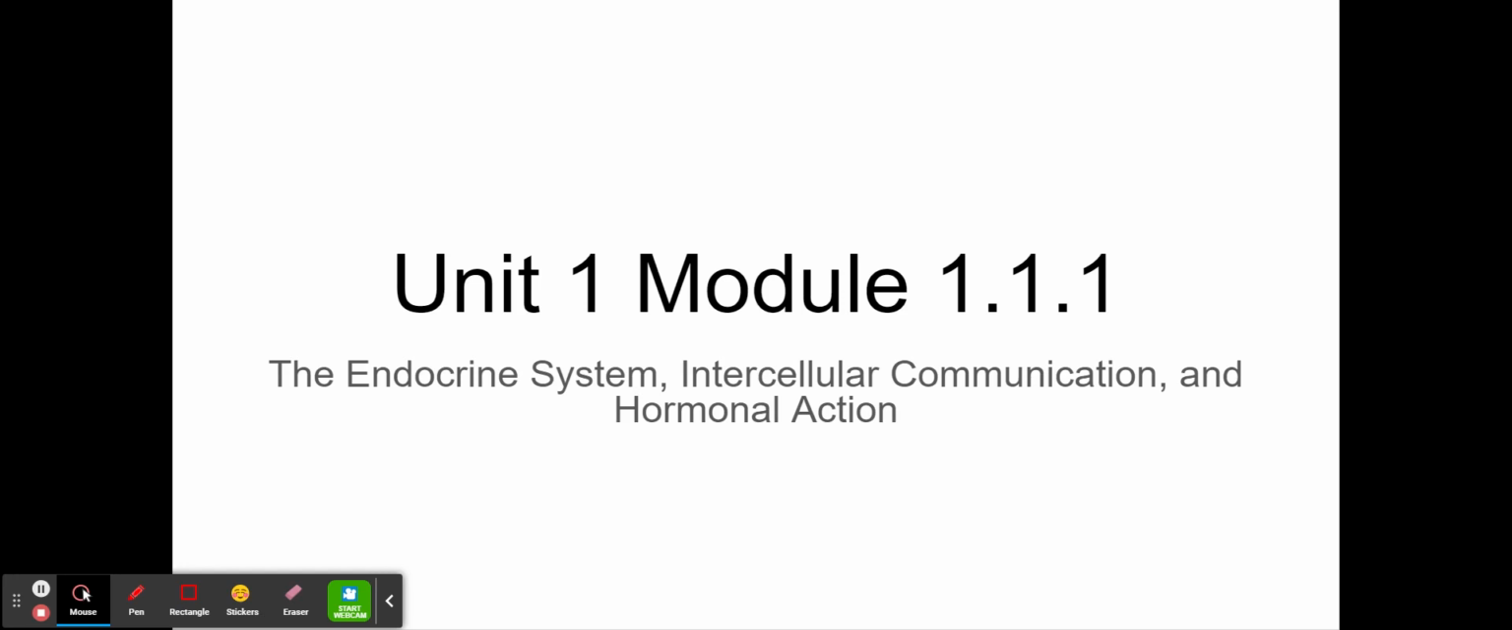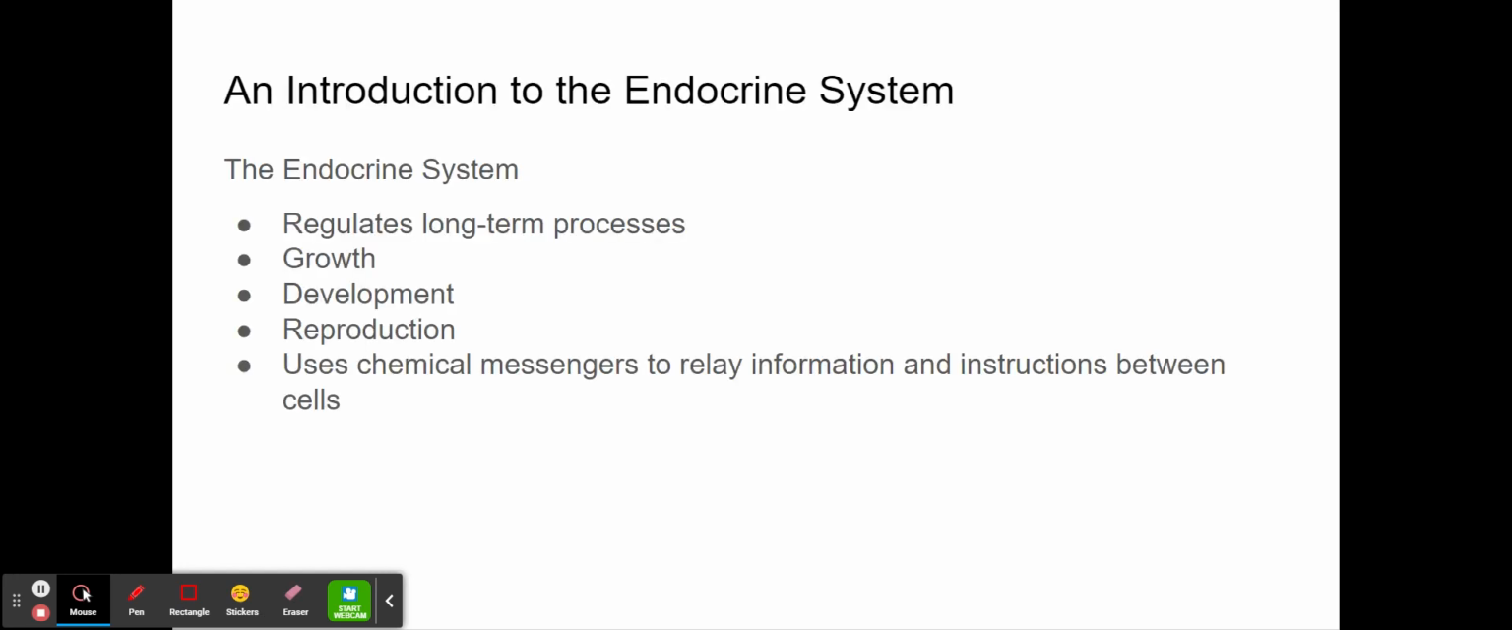We'll split the endocrine unit into two units. This will cover the first part of the first week. There's 3 modules inside of this particular one. In this series, we'll look at the endocrine system, intercellular communications, and hormonal actions.